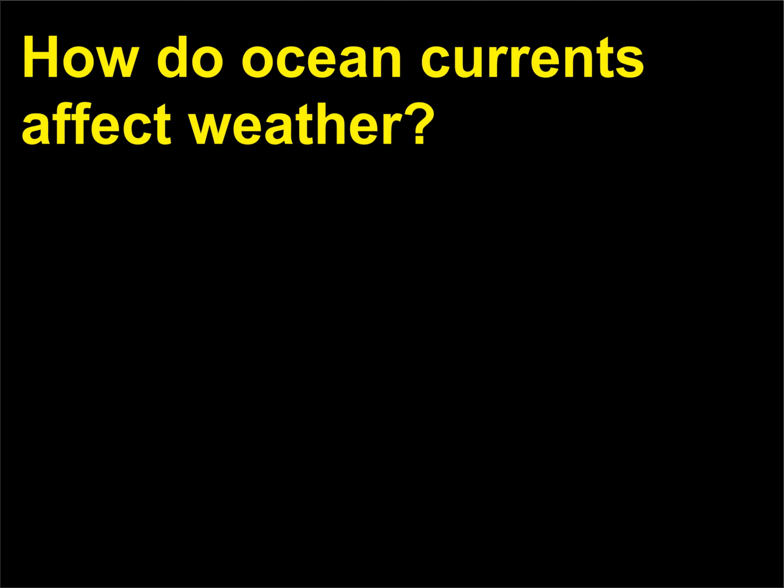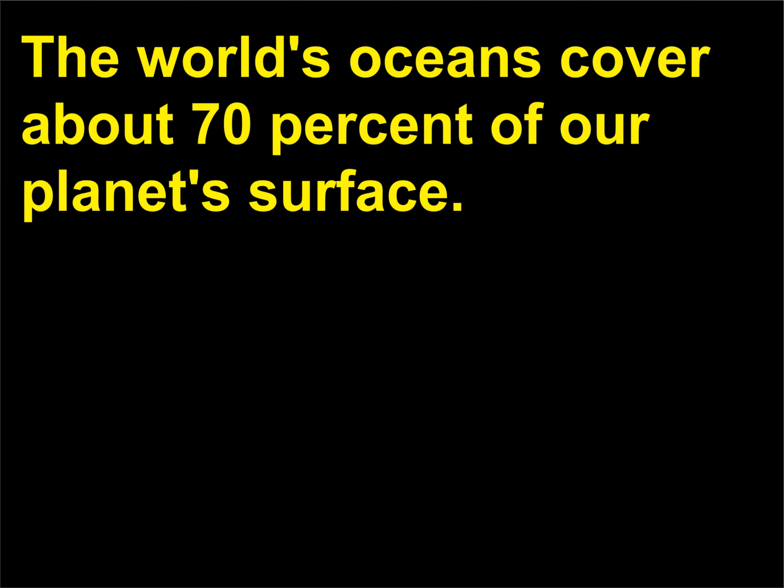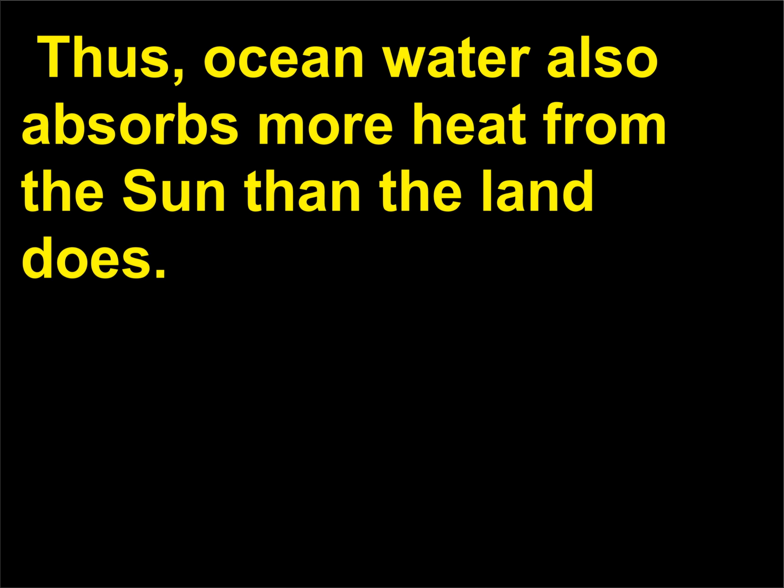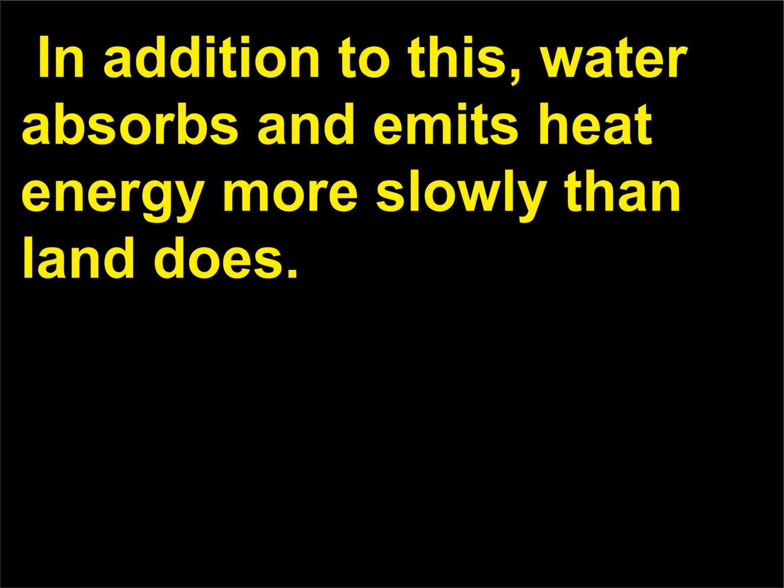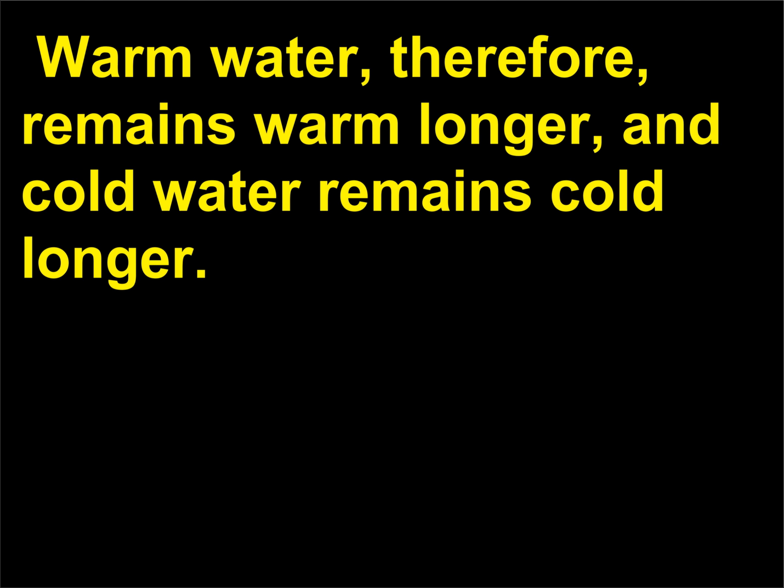How do ocean currents affect weather? The world's oceans cover about 70% of our planet's surface. Thus, ocean water also absorbs more heat from the sun than the land does. In addition to this, water absorbs and emits heat energy more slowly than land does. Warm water, therefore, remains warm longer, and cold water remains cold longer.